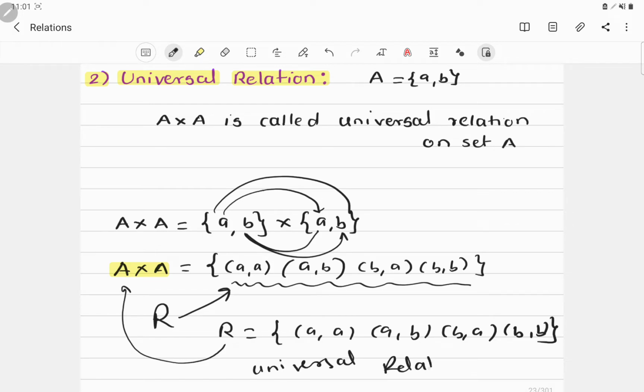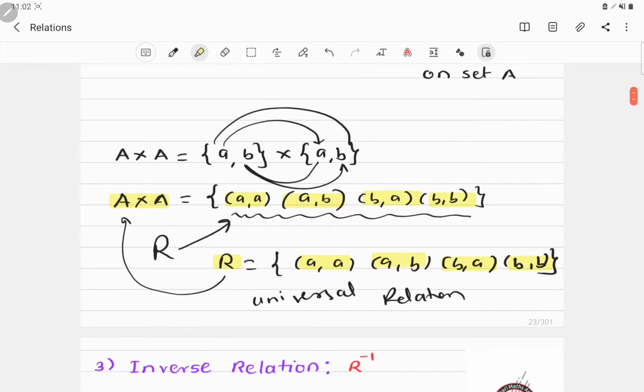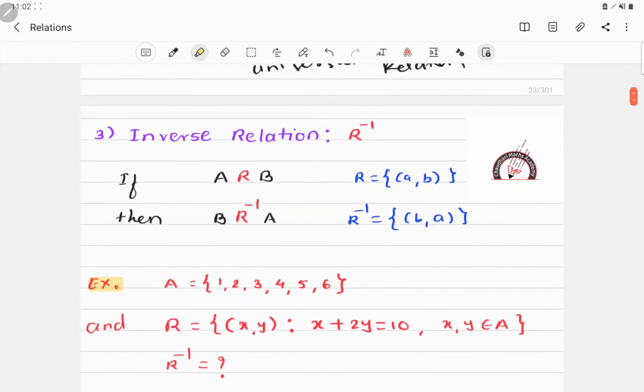So universal relation means all the elements, and let me tell you in simple language: if all the elements of the relation R exist in A cross A, so if you observe that all the elements under R are present in A cross A, then it is called a universal relation, right?